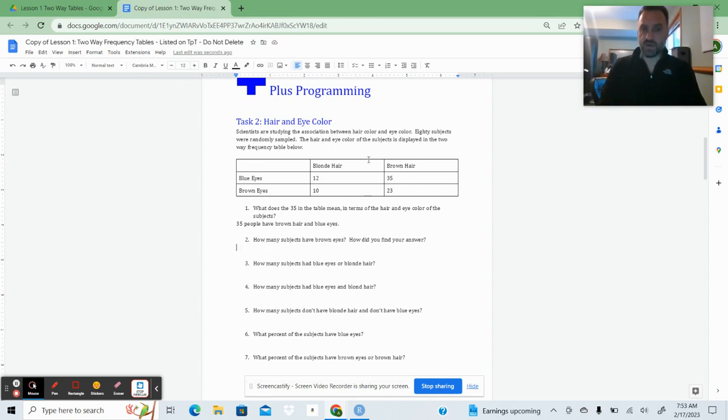How many subjects have brown eyes? So if you look here, 10 plus 23 is 33. How many subjects have blue eyes or blonde hair? So here we have blue eyes. So we have 12 plus 35 plus 10. So if I add all those up, 12 plus 35 plus 10 gives us 57.